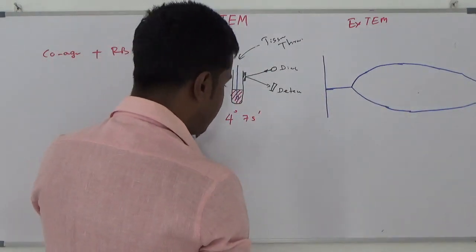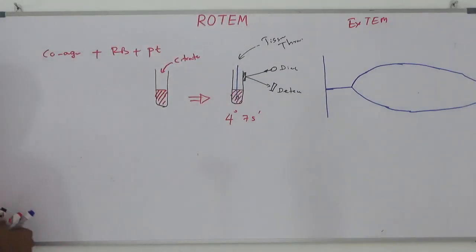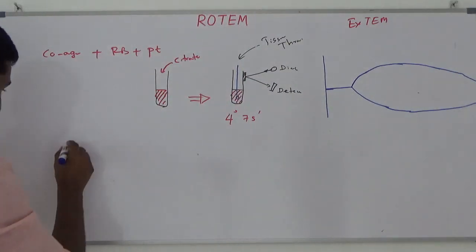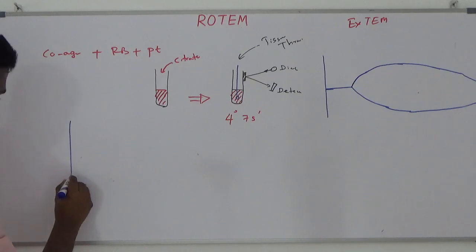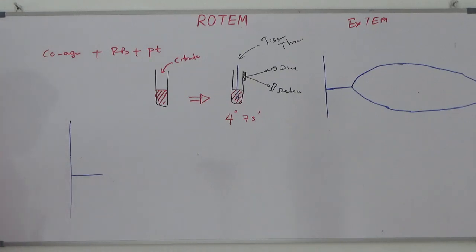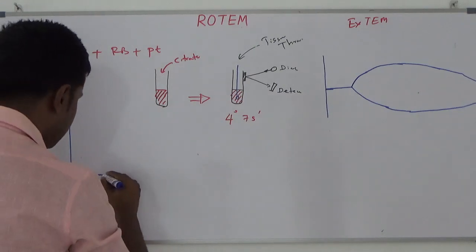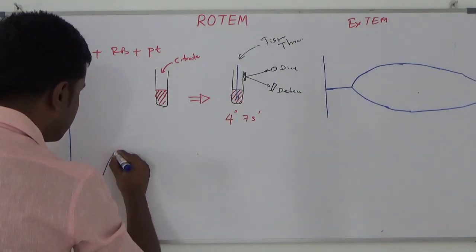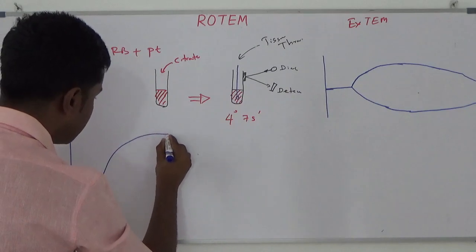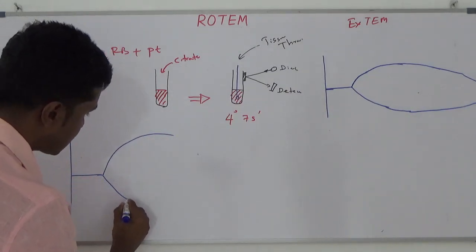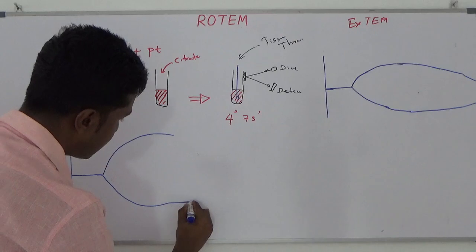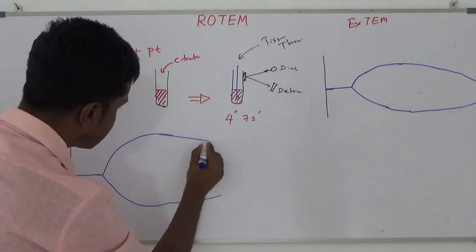I am going to enlarge it here for you. Here is the beginning line. Then this much time is taken to start the coagulation. Then it gradually increases to the maximum level. Then from that maximum level it gradually diminishes.